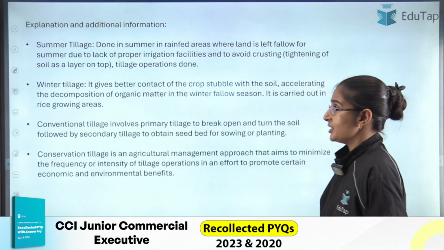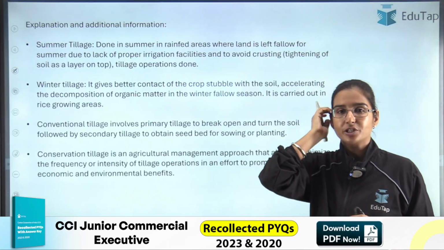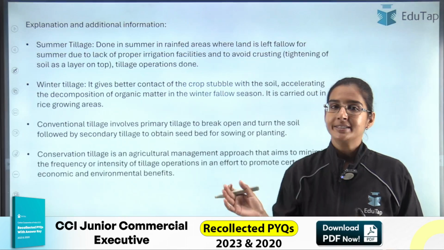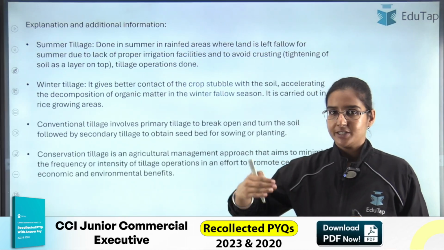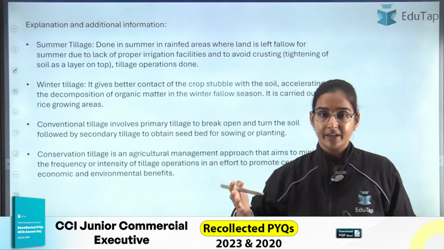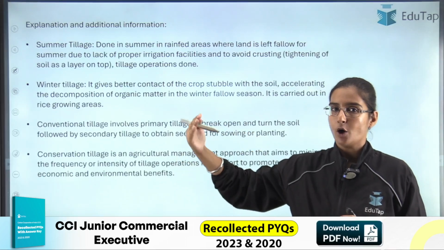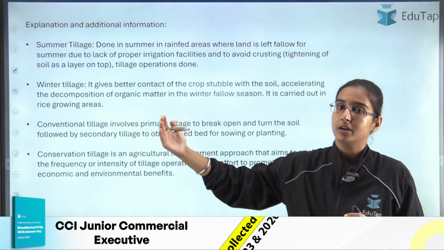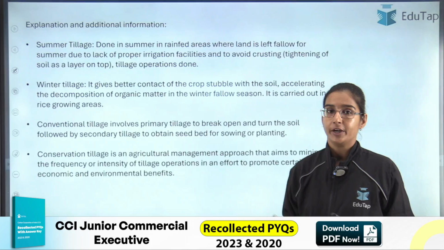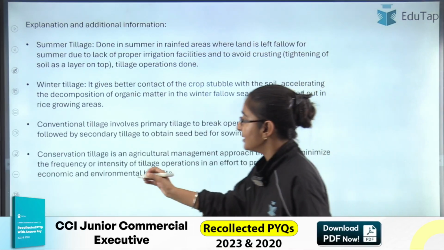Now, what is conservation tillage? See students, first of all, we have conventional tillage. In the conventional tillage, we do the operations as we have been doing it since ages, like the primary tillage, secondary tillage, then the third option where we lay the seed bed, right? So we keep on doing these standard operations as they have been done, right? But to minimize the intensity and the number of these operations, we carry out conservation tillage.